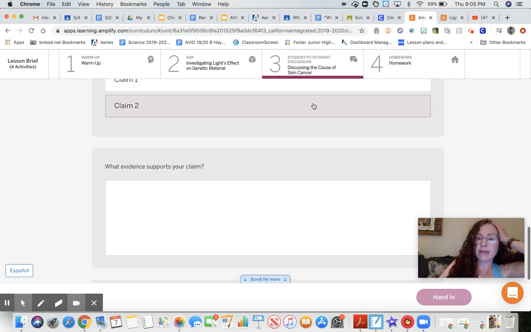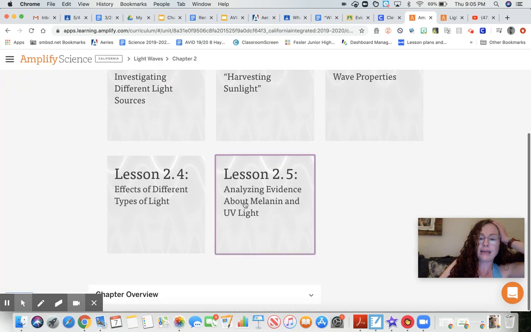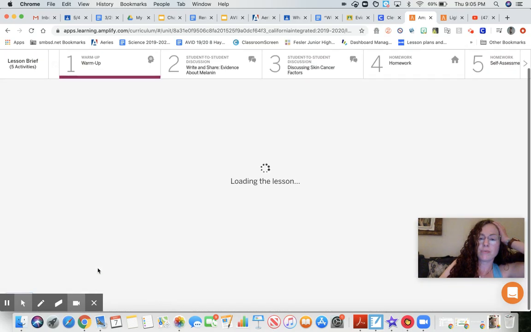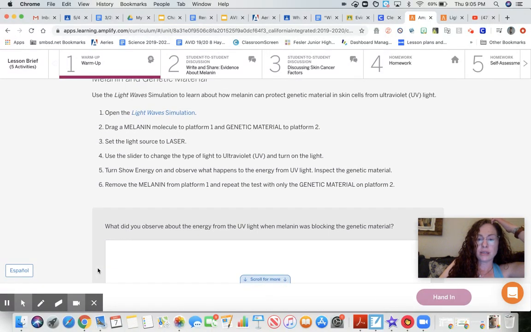Next in Amplify, on Wednesday you got into 2.5 and we did the warm-up where you got into the sim, and overall these were really good. The only mistakes I saw were if you didn't use the UV light and if you didn't tell me what was happening with the light and the melanin. Okay. So just make sure you gave me a specific answer. If you didn't, just fix it. But a lot of you did really good on that.